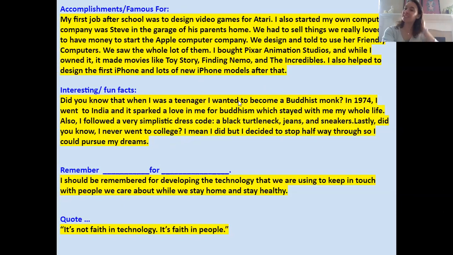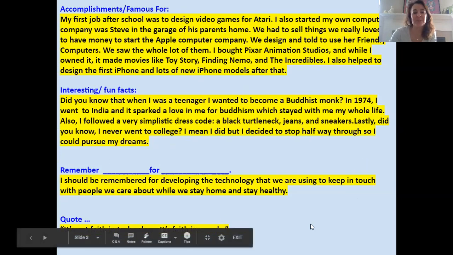Then I went into some interesting and fun facts, which are a lot of fun to look up. When he was a teenager, he was really interested in Buddhism. He actually went to a different country during his college years and studied Buddhism. He also was sort of a guy that liked to wear the same clothes every day: black turtleneck, jeans, sneakers. He did go to college, as we mentioned earlier, but then he took a break.